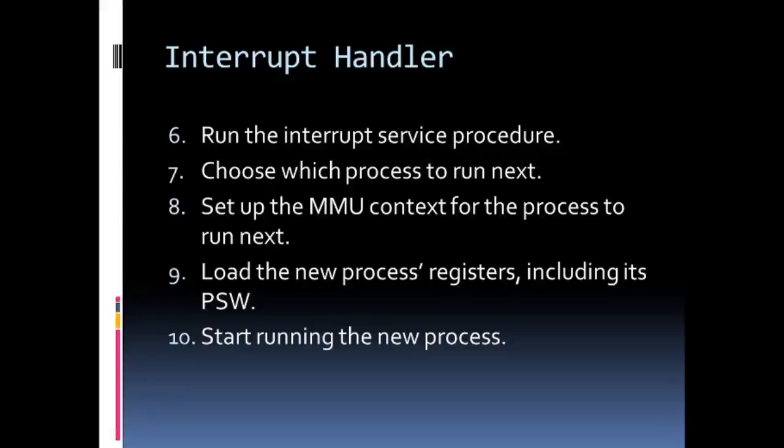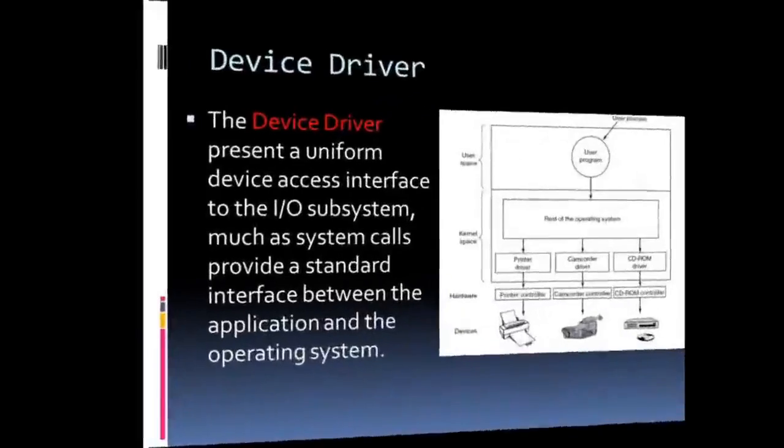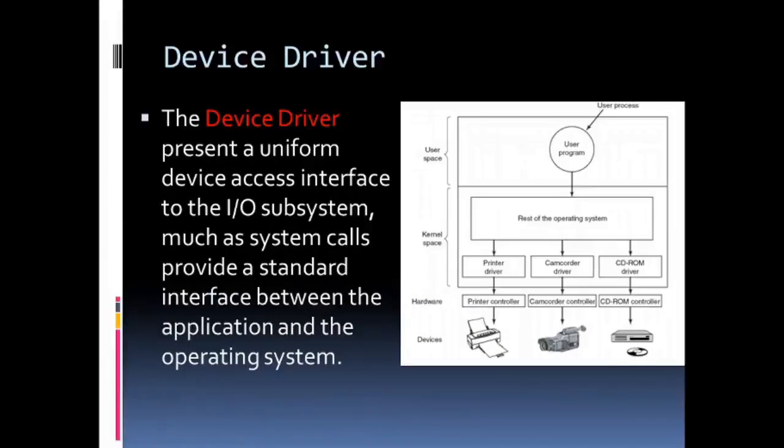So with this, the IO has completed its task, and control has been handed over to the existing processes which are in a queue. Next is the device driver. A device driver presents a uniform device access and interface to the IO subsystem, much as system calls provide a standard interface between the application and the operating system.